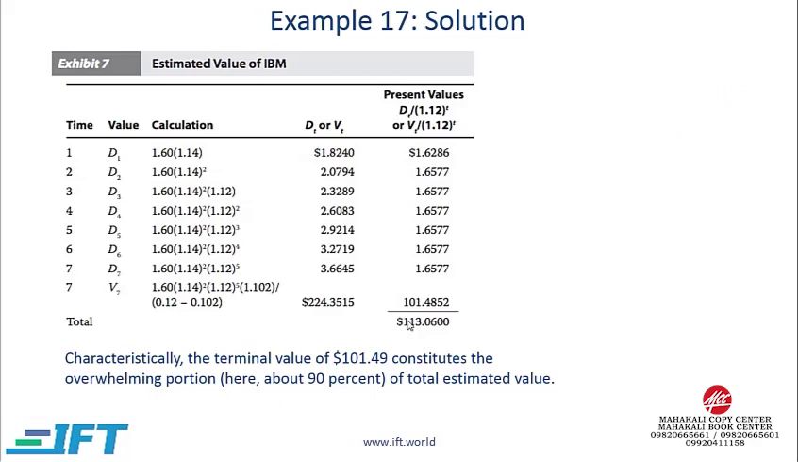The answer that you should get is 113.06 roughly. And as we have said before, the terminal value of 101 constitutes the overwhelming portion of the total estimate. Again, emphasizing the point that with these models, if you are making incorrect assumptions about growth rate and so on, that will have a big impact on your terminal value, which will have a big impact on the value of the stock that you are estimating.